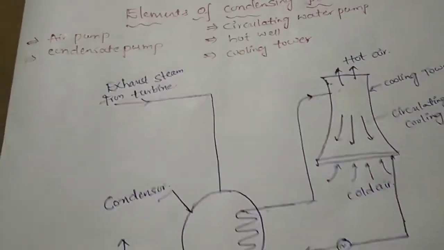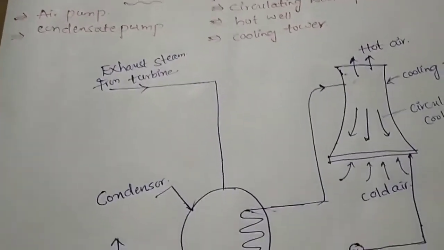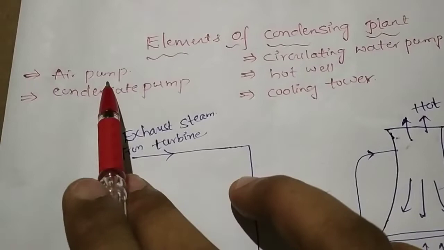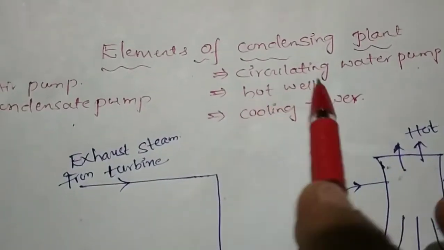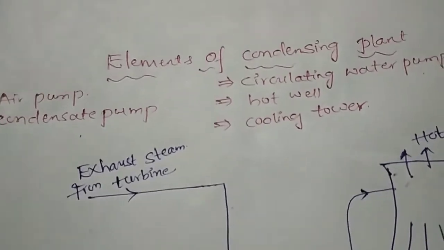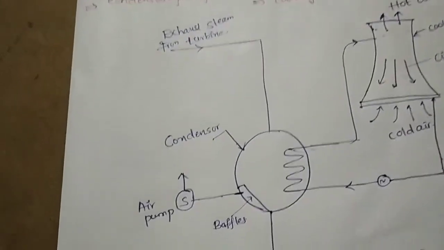This, briefly, I will explain. Now it consists of mainly the air pump, condensate pump, circulating water pump, hot well, and cooling tower. Okay, let us discuss this with the help of the diagram.